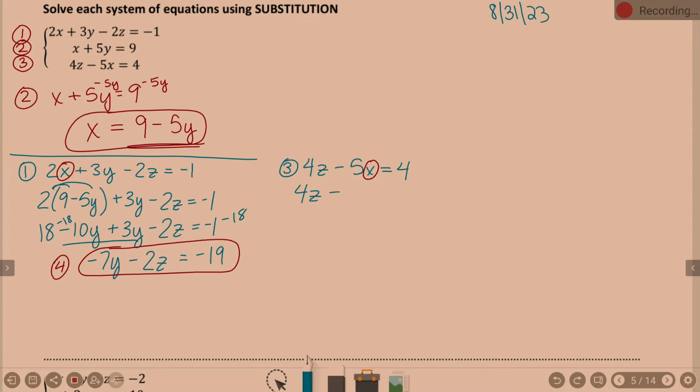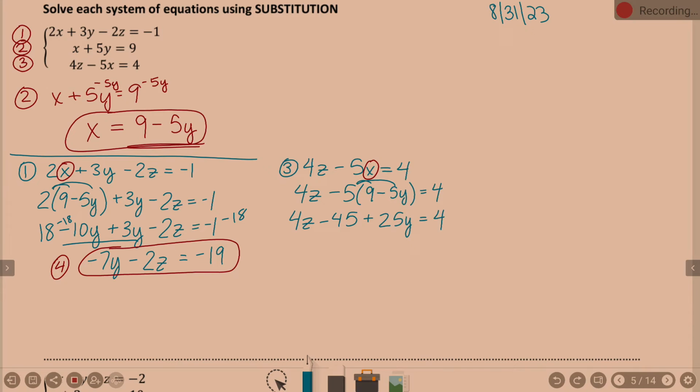So 4z minus 5 times what's x? 9 minus 5y, for right now, equals 4. Okay, clean it up. That minus 5 can distribute. Minus 5 times 9 is minus 45. Minus 5 times minus 5y is plus 25y, equals 4.